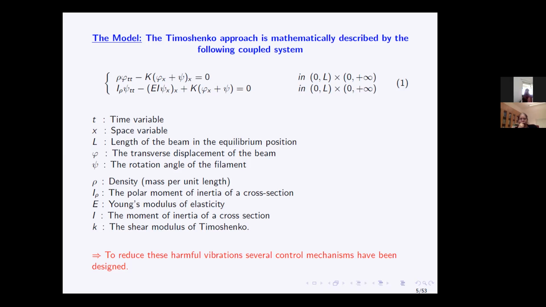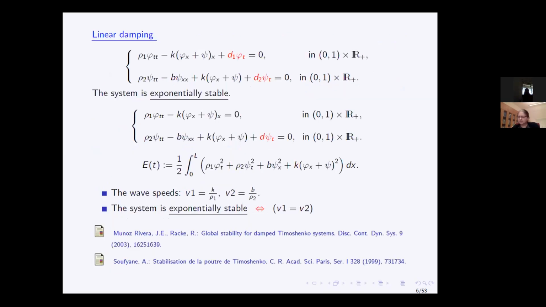Of course, the vibrations of a beam are undesirable. So in order to reduce the harmful vibration, several control mechanisms have been designed. And let me give you some results already obtained. In the linear case, that means if we assume that this system is subjected to two linear damping terms, that means we have a linear term in the first equation and a linear term in the second equation, in that case, the system is exponentially stable. That means the energy goes very fast to zero when time goes to infinity.